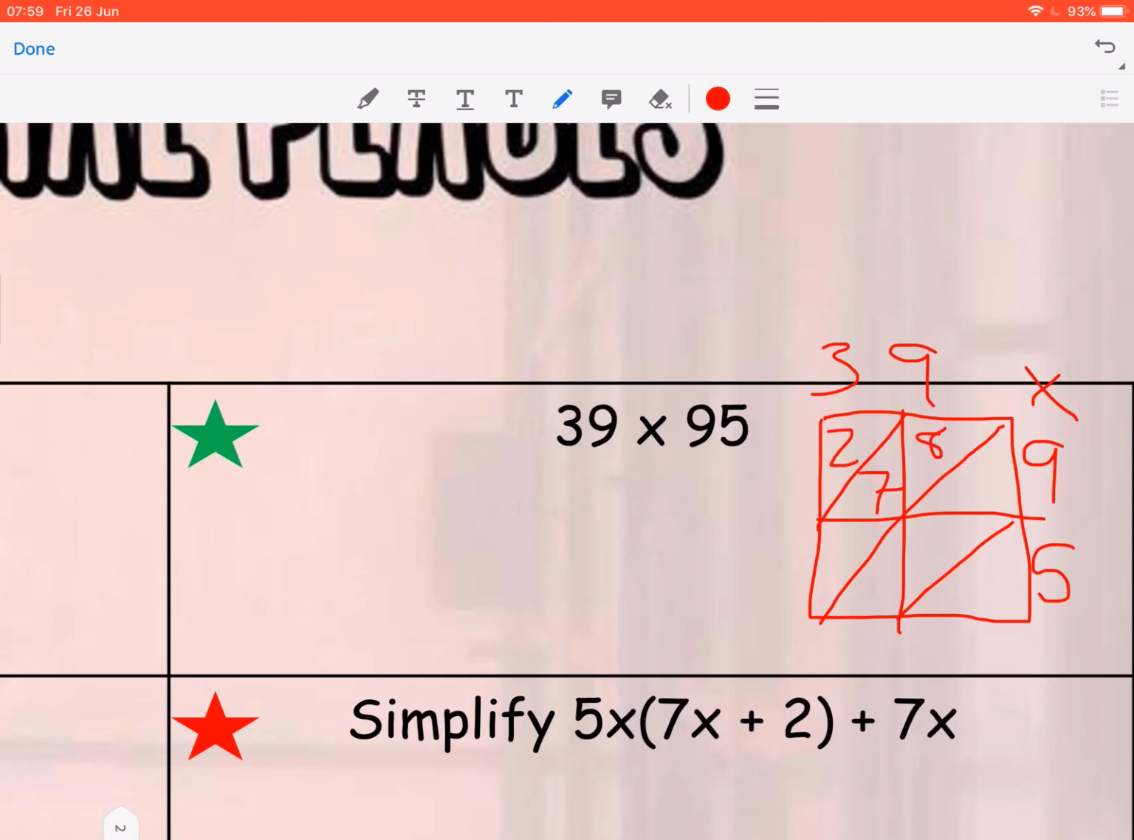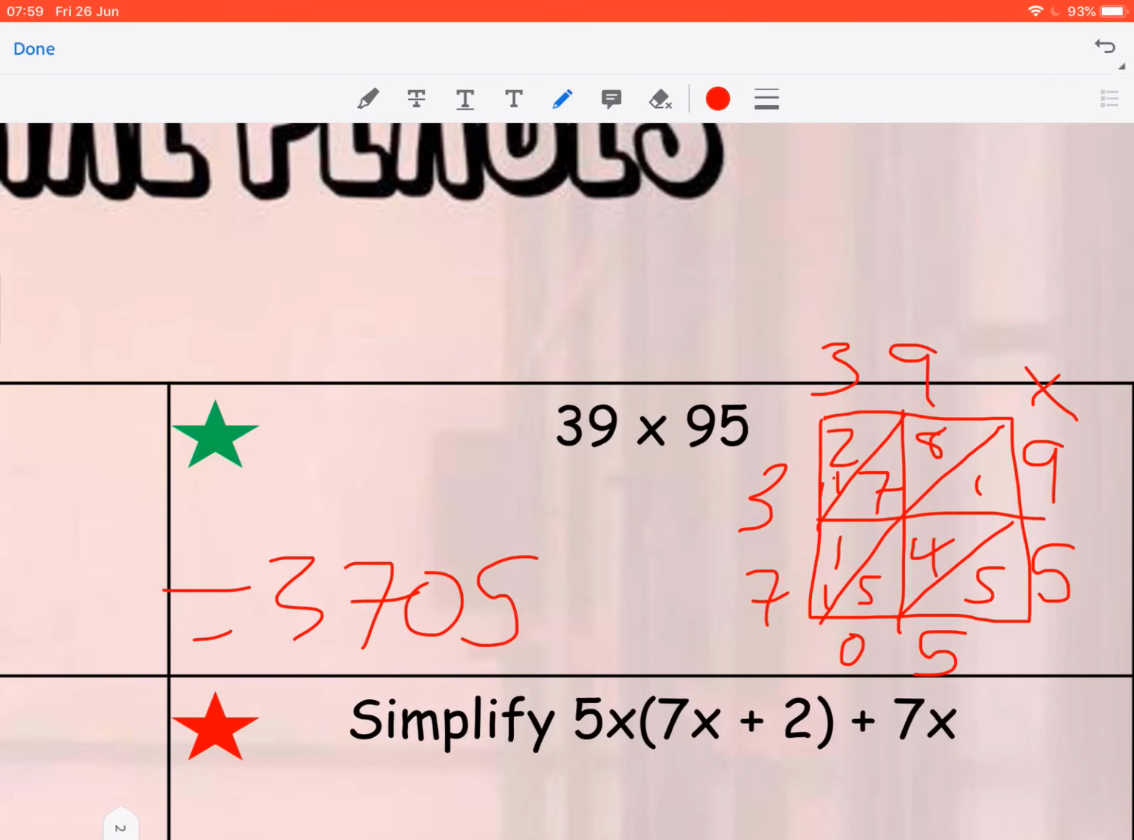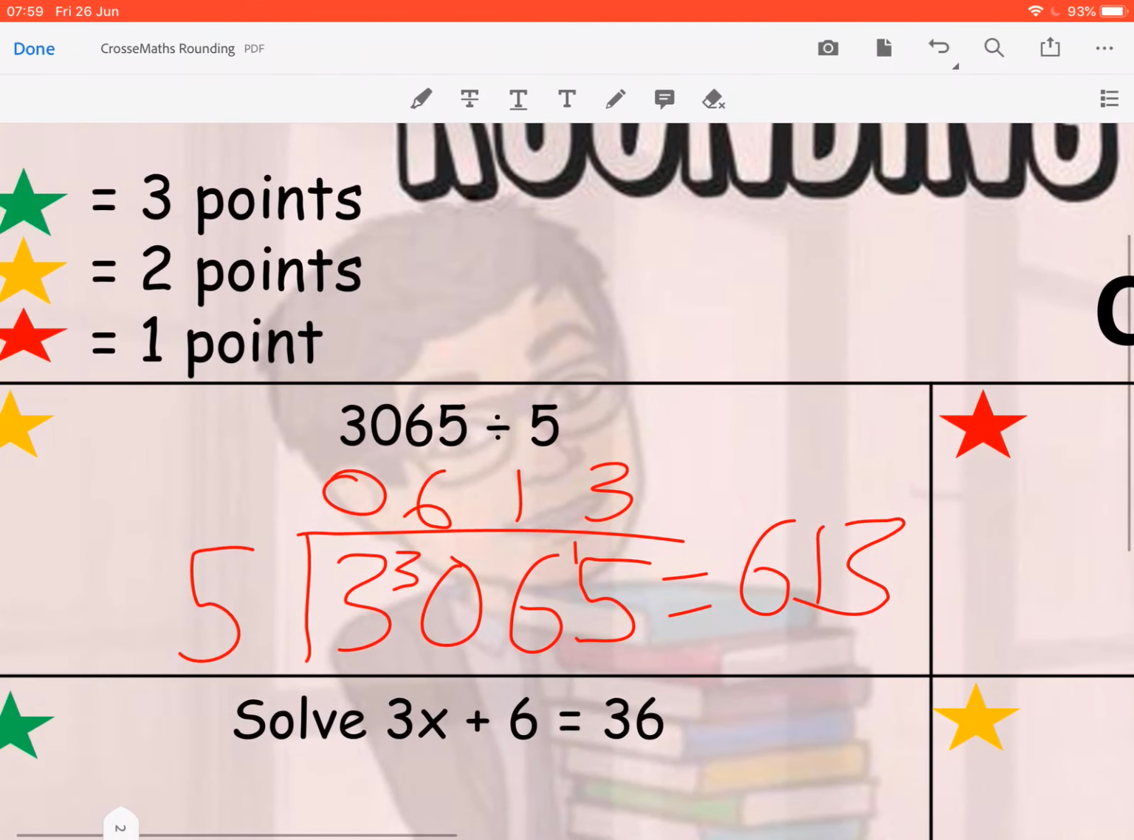9 times 9 is 81. 9 times 5 is 45. And 3 times 5 is 15. Once I'm there, I got 5 in the first slide. Then I got a 5, a 4 and a 1, which is 10. A 1, a 1, a 7 and an 8, which is 17. And 2 and a 1, which makes 3. So my answer is 3,705. 3 points for that one.